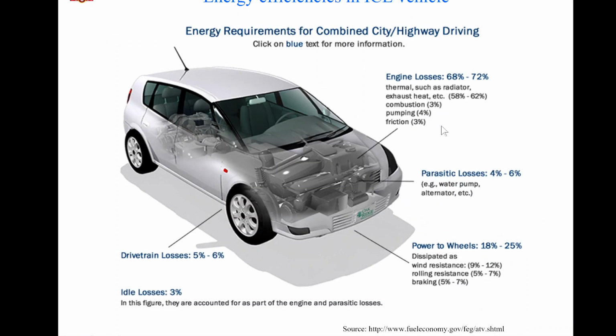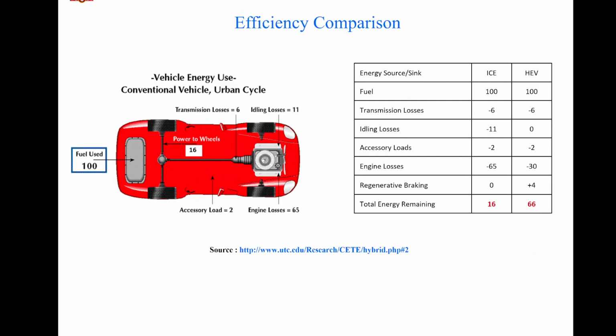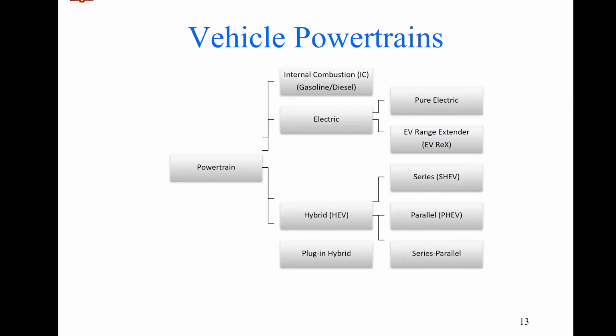Then we looked at the efficiencies in the IC engine, where we looked at different losses of how and where all the power is getting lost before it reaches the wheel. And then we had a comparative study of the IC engine as a source and hybrid electric vehicle as a source, where we summarized that we got total energy remaining at 16 units versus 66 units in the hybrid electric vehicle.